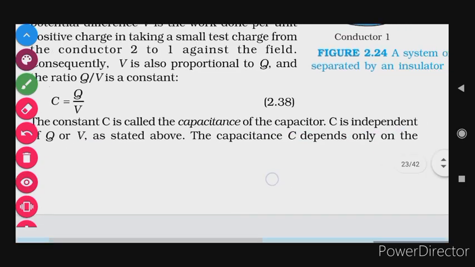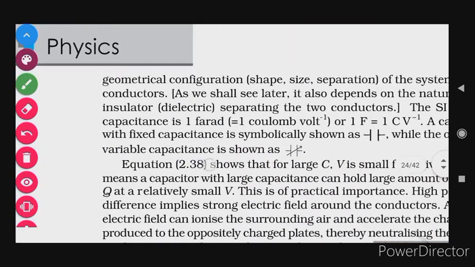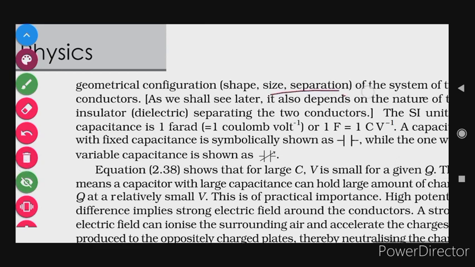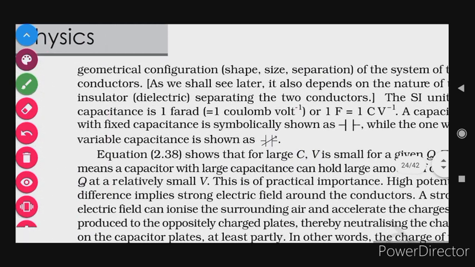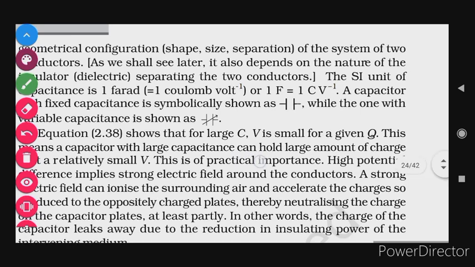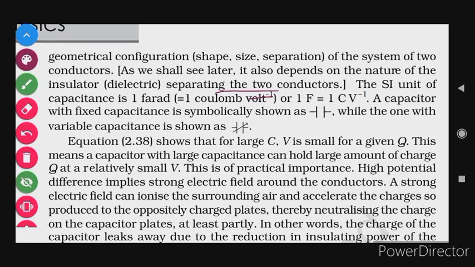Capacitance depends only on the geometrical configuration, the shape and size of the system of the two conductors. The bigger the conductor, the more the capacitance. It doesn't depend on charge and potential. It also depends on the insulator that is separating the two conductors. We'll see in the next paragraph that when we insert a dielectric in between, with a dielectric constant more than 1, the capacitance value will increase. We'll see it later.